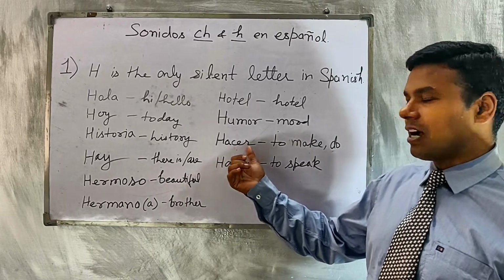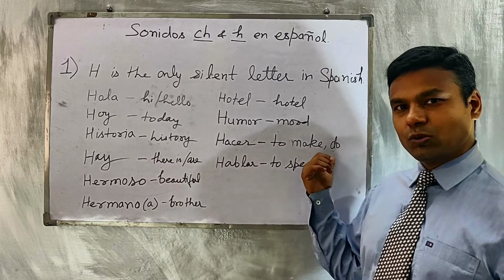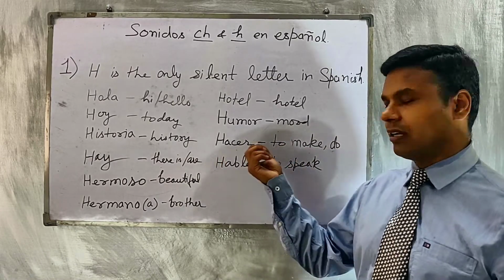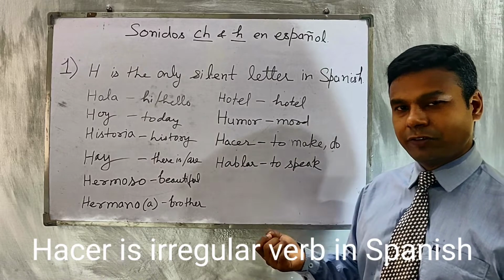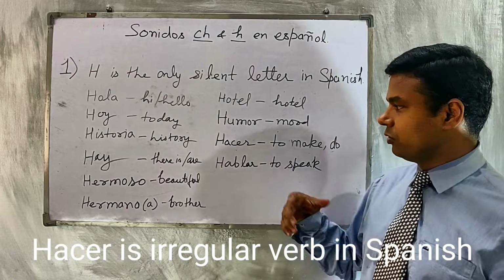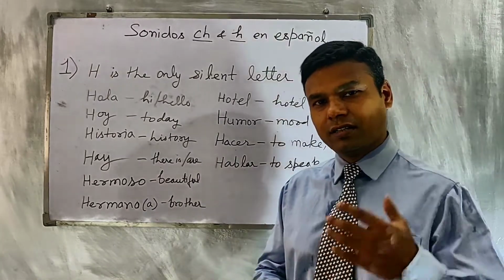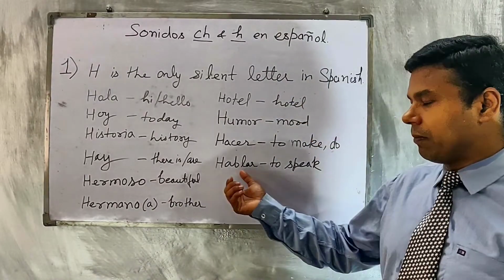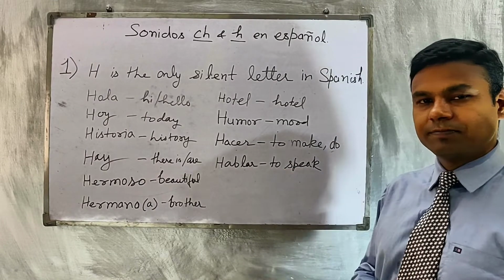Okay. Hacer. Hacer is to make, to do. Hacer is el verbo. Hacer, to do, to make. Very important. Irregular verb. We will learn about all these things in coming videos. Hablar. Hablar is to speak.